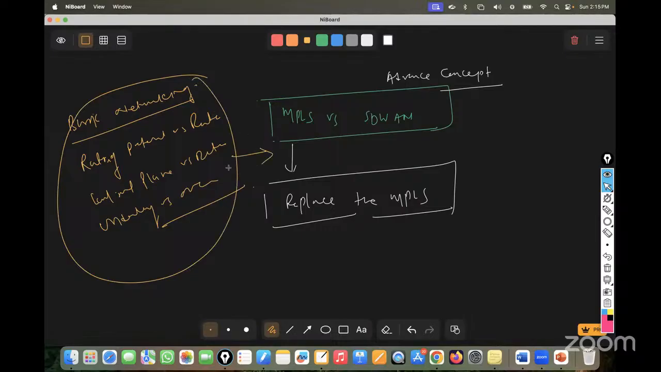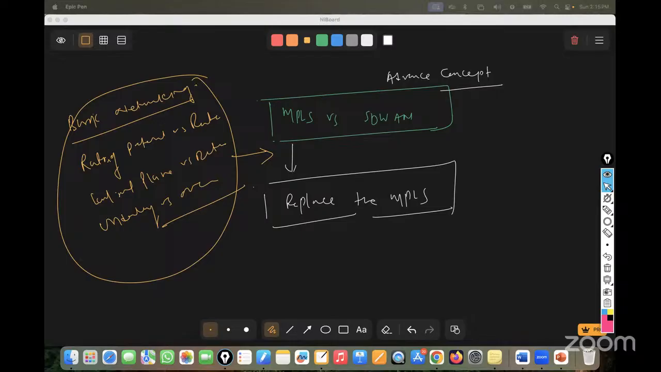But let me just quickly give an idea. Is MPLS really going to be gone with the coming of SD-WAN? Is MPLS really going to be out of context, out of the race, when SD-WAN comes into the picture?